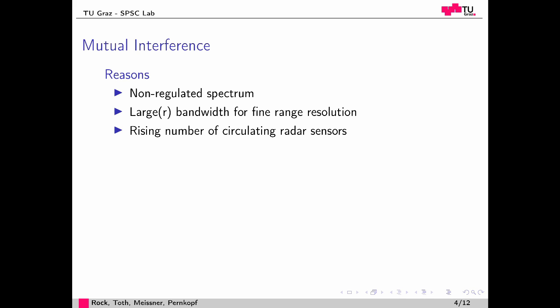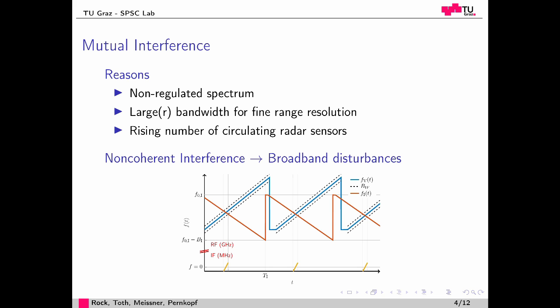There are several reasons why mutual interference is gaining more importance. First, we do have a non-regulated spectrum, so radar sensors can send overlapping frequencies and thus introduce an interfering signal to other radar sensors. Also, they use an ever larger bandwidth for a more fine-grained range resolution. And with a rising number of circulating radar sensors on the streets, we do have a higher risk of getting interference. The most common form is the non-coherent interference. It introduces broadband disturbances.